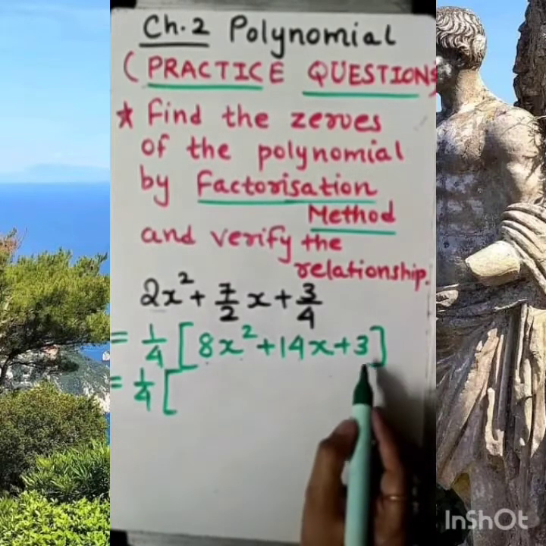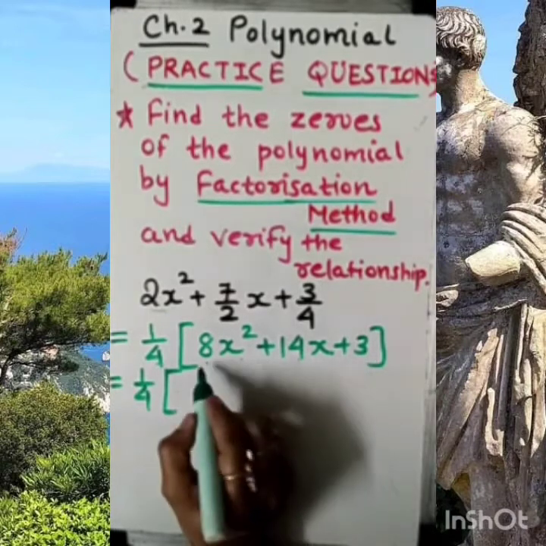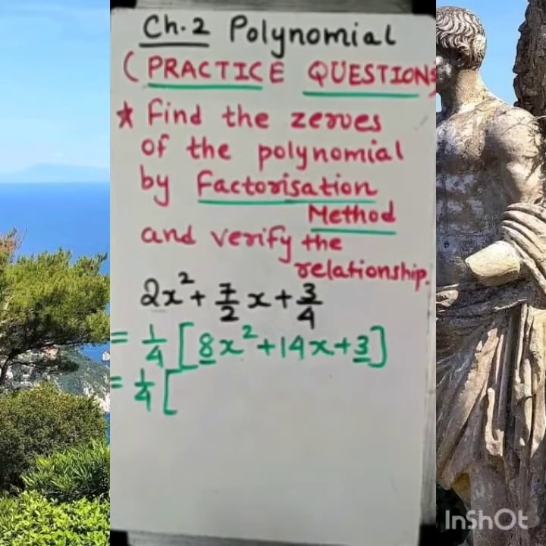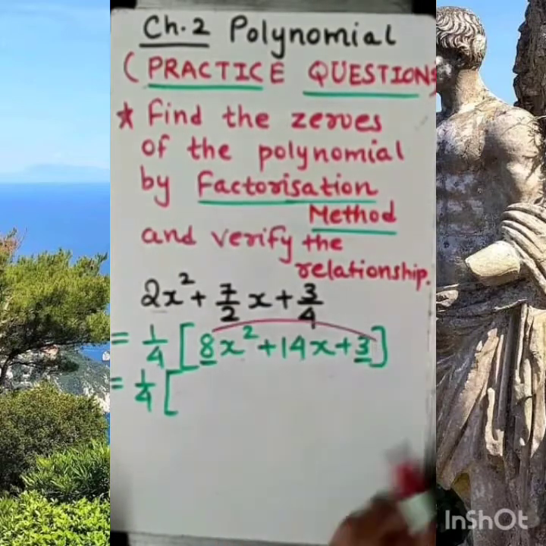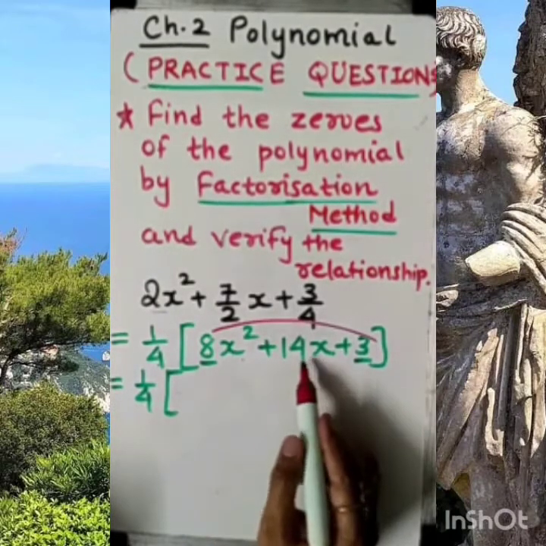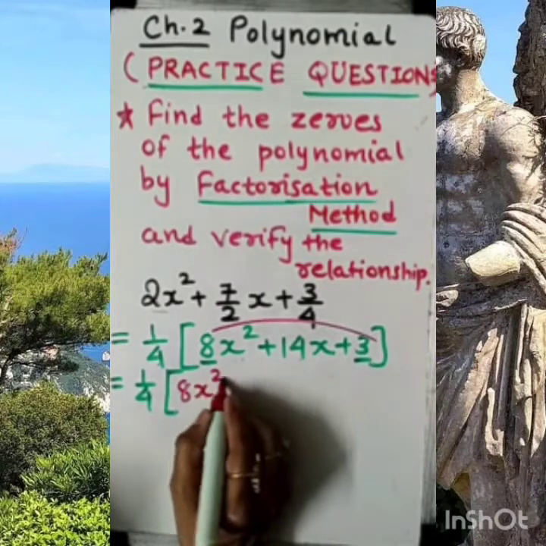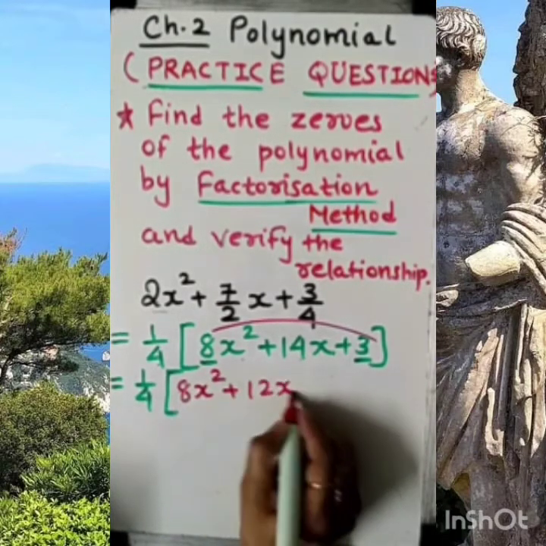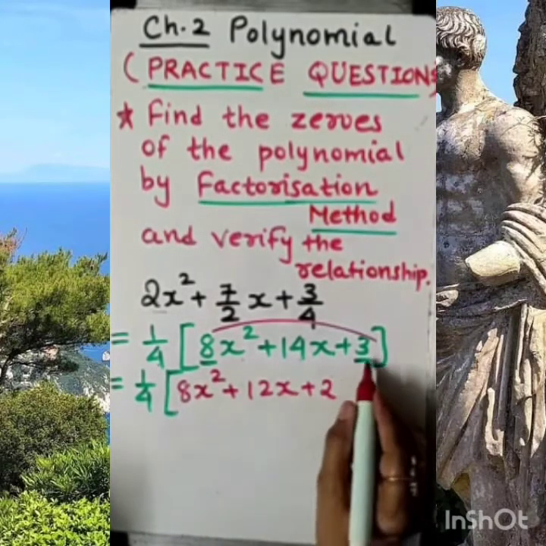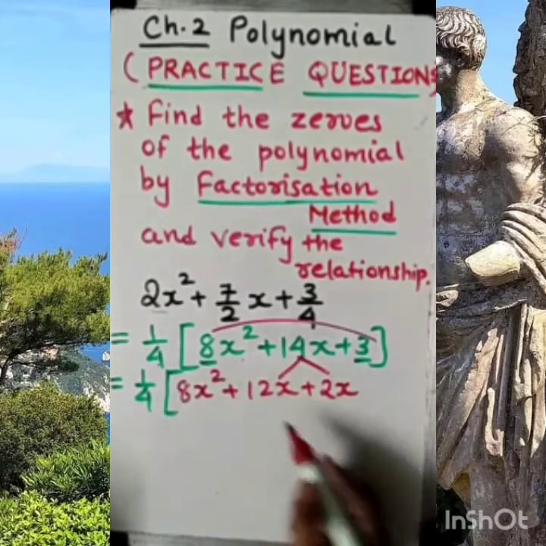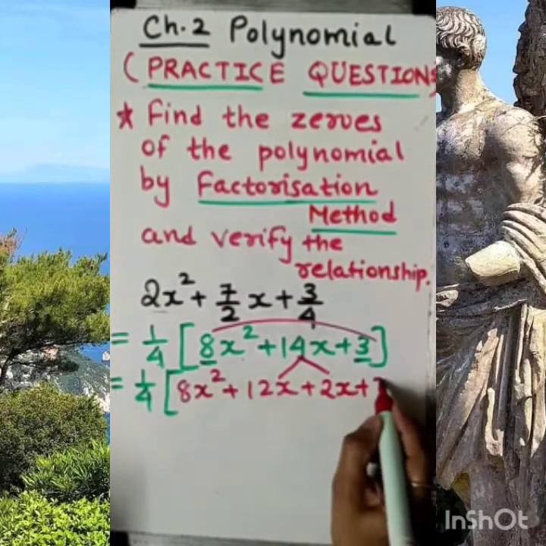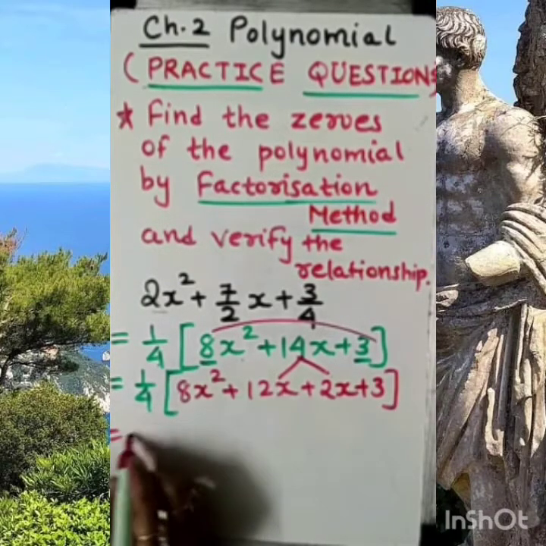Think about the middle term splitting method. In that, as you know, 8 into 3 is 24. We want the factors of 24 such that we get 14. So we will say 12 and 2. So the factors of 24 are 12 and 2. So the middle term can be split in these two ways: 12x plus 2x, and this 3 is already clear to you.